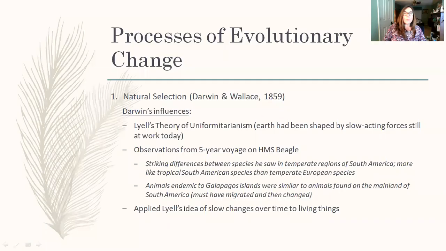All right, so we've been going through the processes of evolutionary change, and the first one we went through was Darwin's idea, which of course he shared with Alfred Russel Wallace, about natural selection. I'm not going to go through all that again, especially because you're reading Darwin's book, but I just wanted to remind you that that was the first process of evolutionary change that your book addressed.